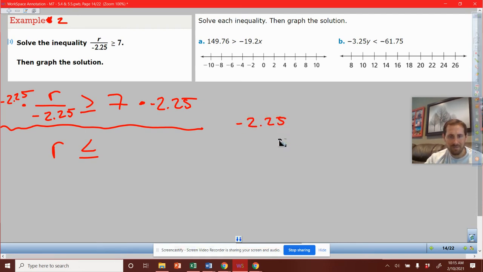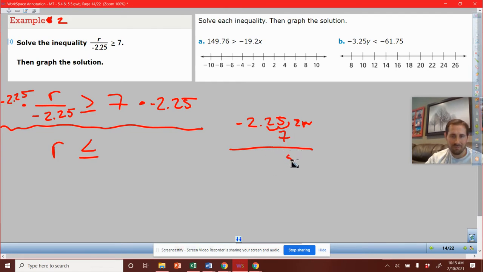A negative times a positive is a negative. Our answer will be negative. So when we're multiplying decimals, just remember, hold your place values. We have two place values, so at the end, we're going to move our decimal twice.